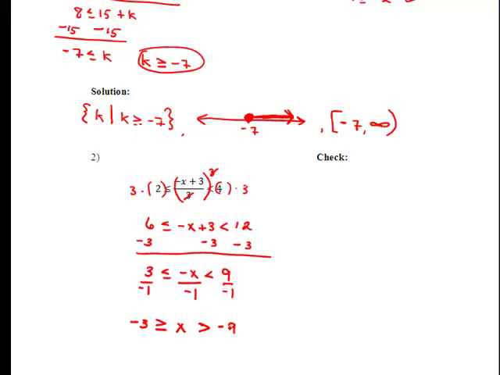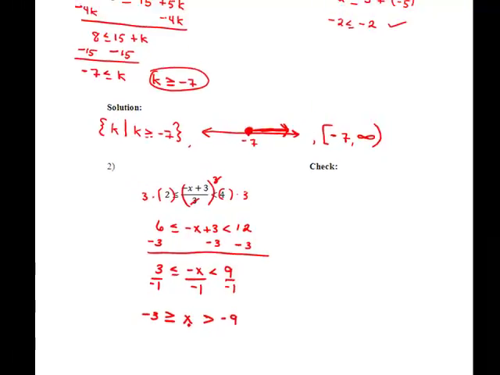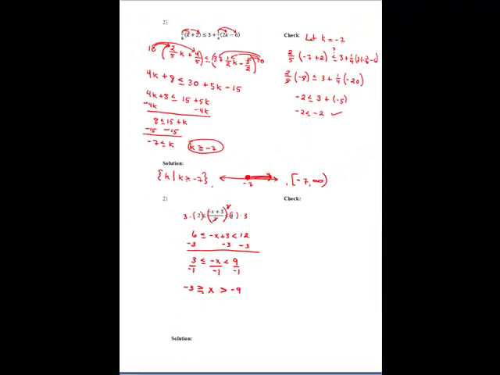Now, x is in the middle. You always want x in the middle when you have a double inequality. You also always want to make sure that your inequalities are facing in the same direction. Here they're both facing left. The other thing you always want to make sure of is that the smaller number is on the left and we're working towards the larger number to the right. Well, negative 9 is smaller than negative 3.